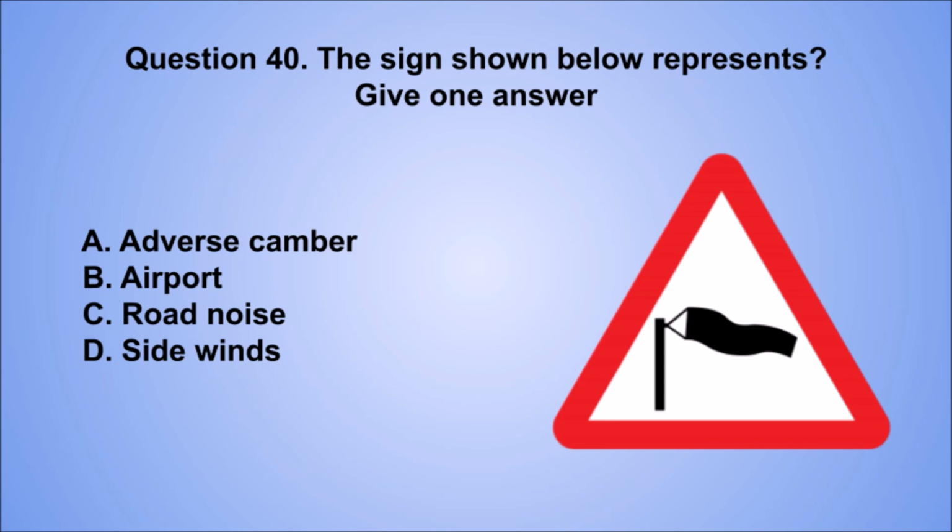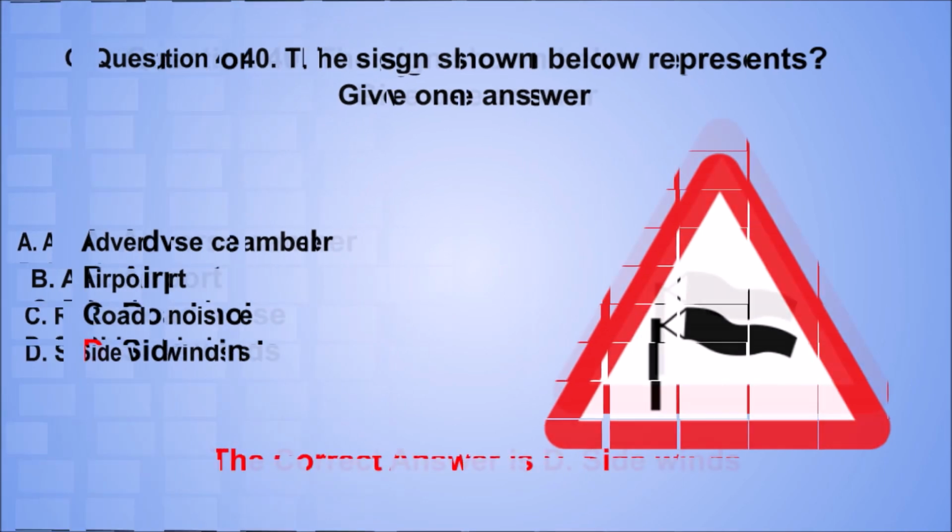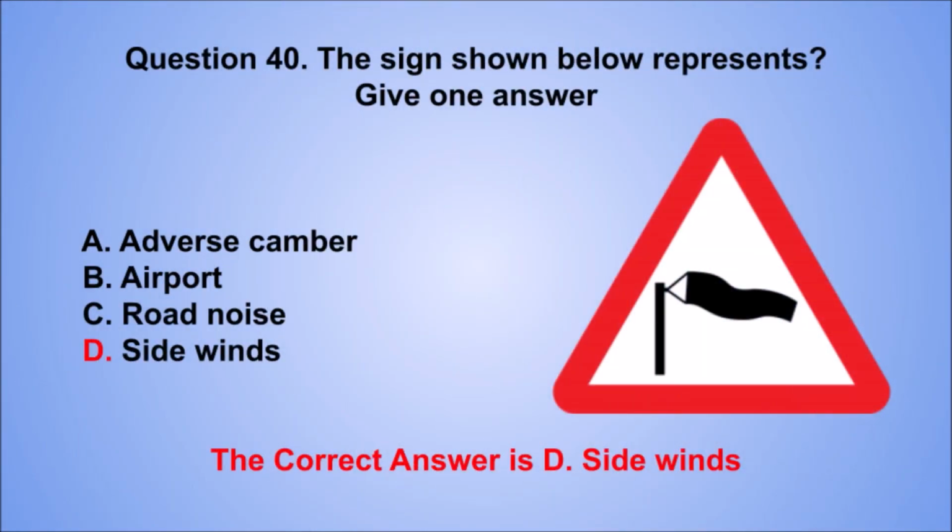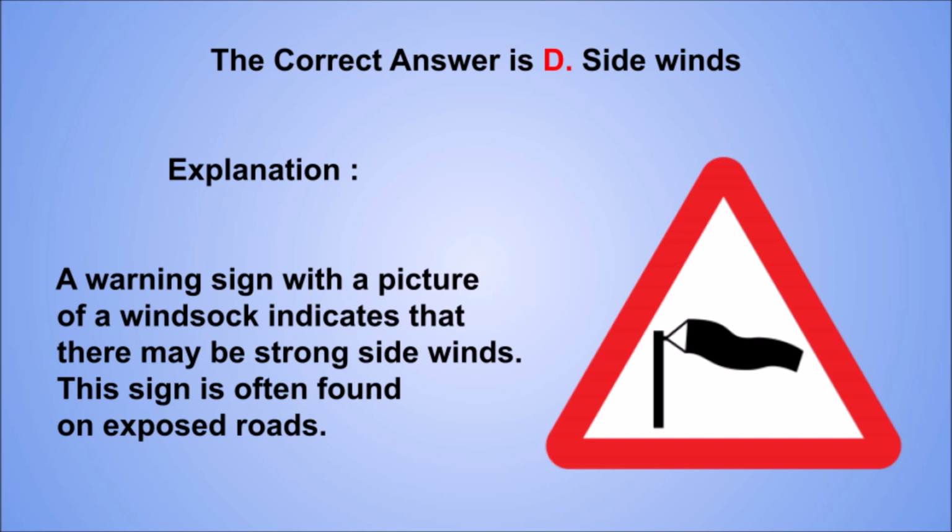Question 40. The sign shown below represents, give one answer. A. Adverse camber. B. Airport. C. Road noise. D. Side winds. The correct answer is D. Side winds. Explanation. A warning sign with a picture of a windsock indicates that there may be strong side winds. This sign is often found on exposed roads.